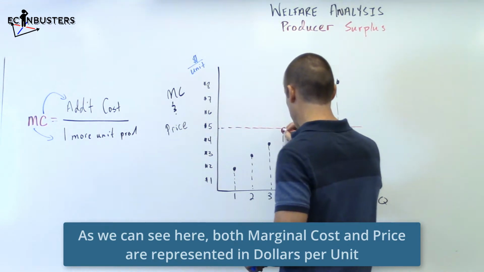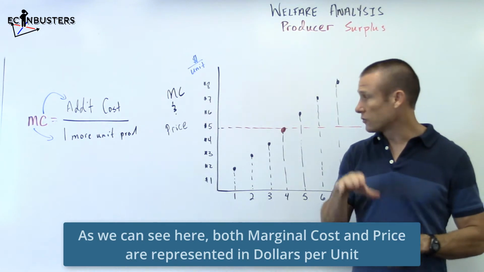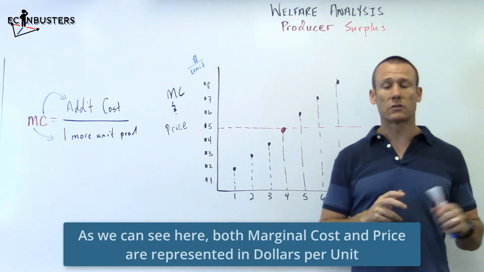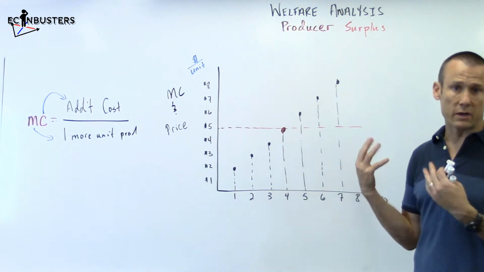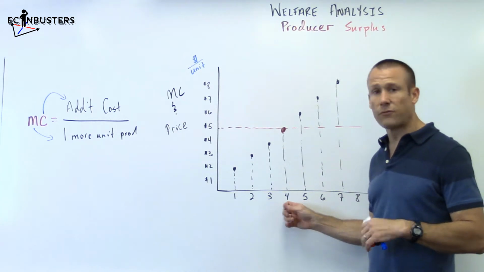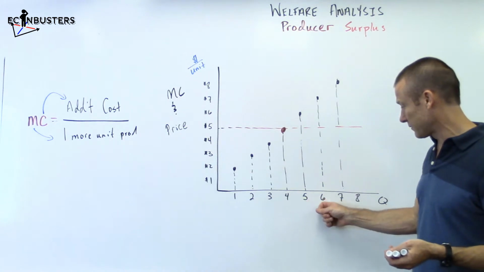Oops, kind of missed it right there. That dot was actually at 5 right there. So first of all, like I said, the marginal cost curve is the supply curve. Why? It's telling us the quantity that's going to be supplied. We're going to supply 4 pizza pies. We're not going to supply the 5th, 6th, and 7th.